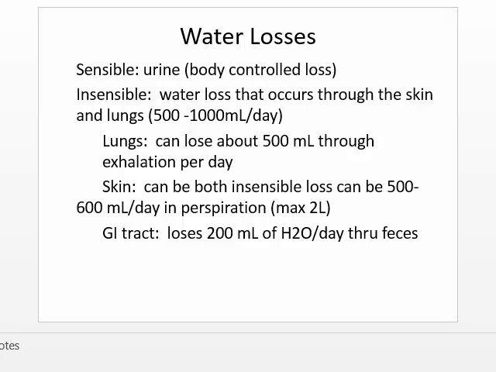We have water losses that occur every day in the body. We have sensible losses, an example is urine. This is body control. We have insensible water losses that we cannot control, and those insensible losses can be anywhere from 500 to 1,000 milliliters a day. The lungs can lose about 500 milliliters a day through exhalation. The skin can have both insensible and sensible loss, depending upon the activity the individual chooses to engage in. So loss can be anywhere from an average of 500 to 600 milliliters a day up to a maximum of 2 liters per day. The GI tract also loses fluid, about 200 mils a day through feces.